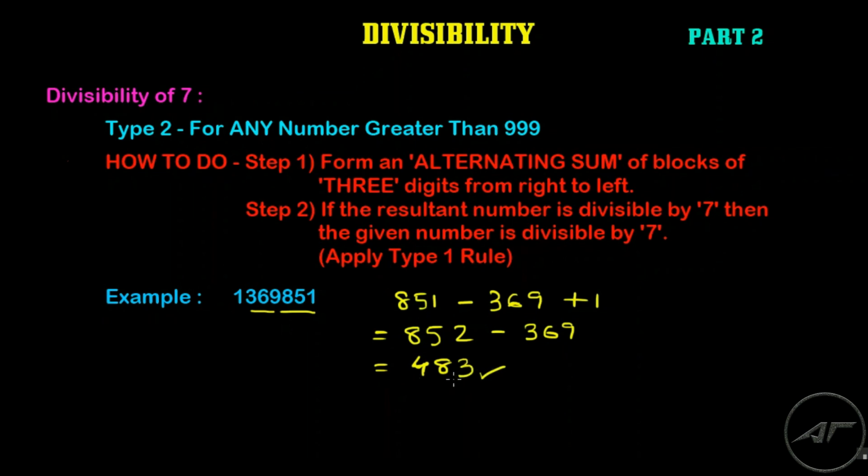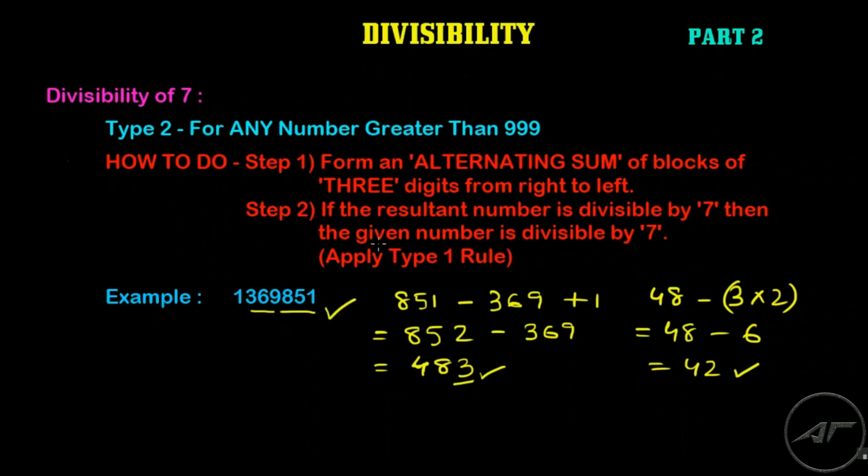For this we will apply approach 1, that is going to be 48 minus 3 into 2, as we'll subtract twice the last digit from the rest of the part, that is 48 minus 6, which is 42. Now as 42 is divisible by 7, therefore this number is divisible by 7.